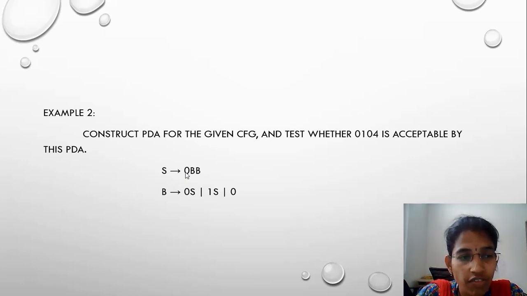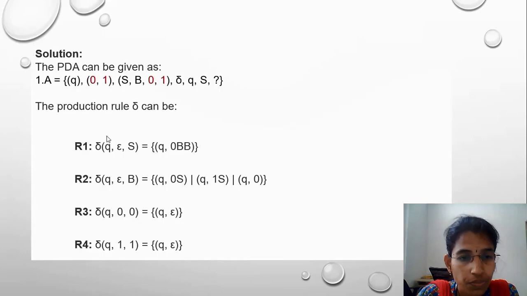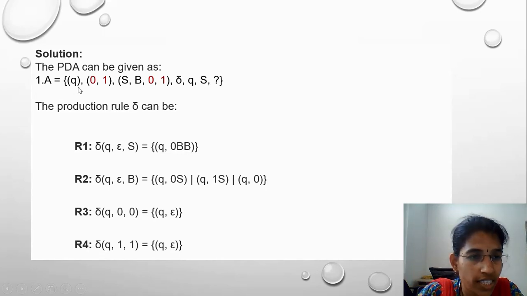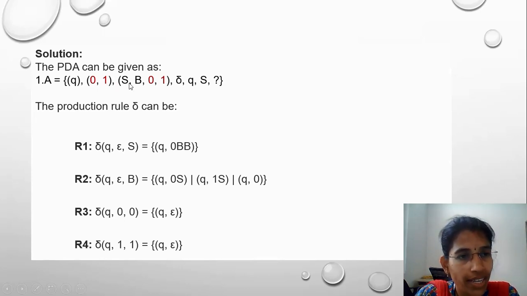Terminals mean small letters a, b, 0 or 1; those are known as terminals. On the left side we have only non-terminals, that is, only capital letters A, B, S. The two rules are given in the format of a CFG. Now we convert the CFG production rules into PDA. The PDA has only one state, named Q. The input is 0 comma 1.